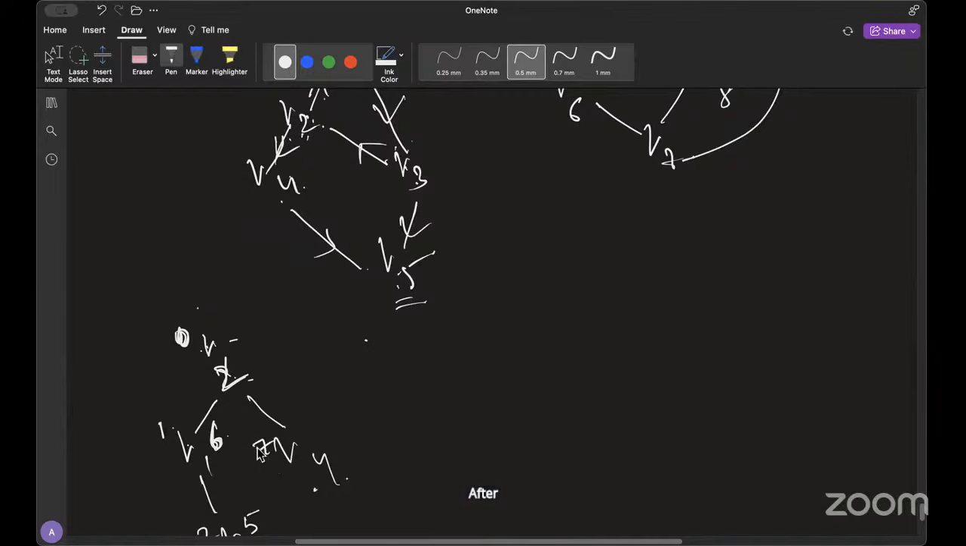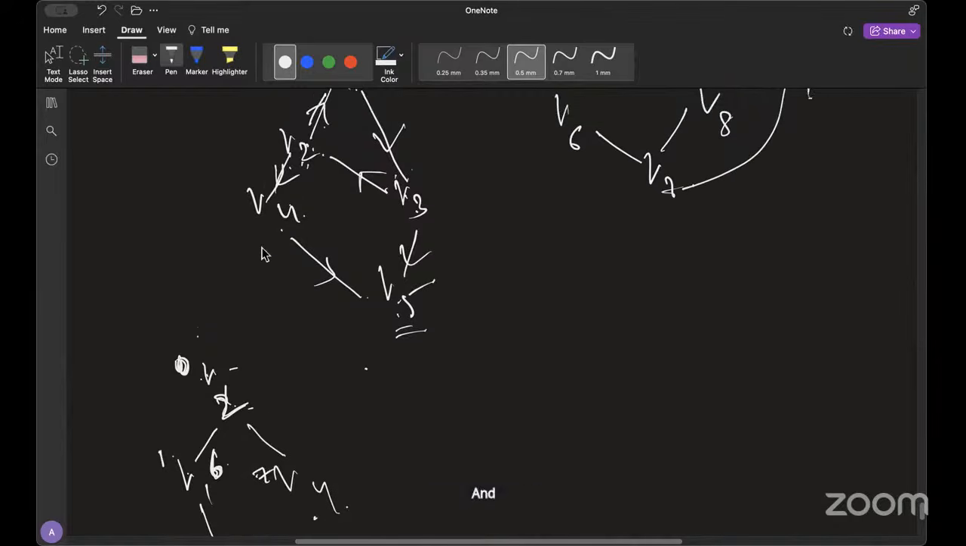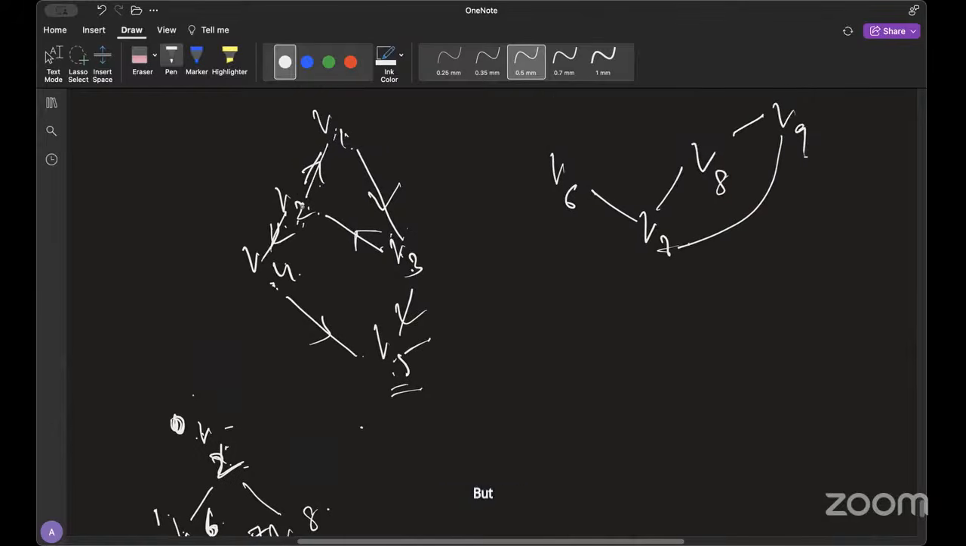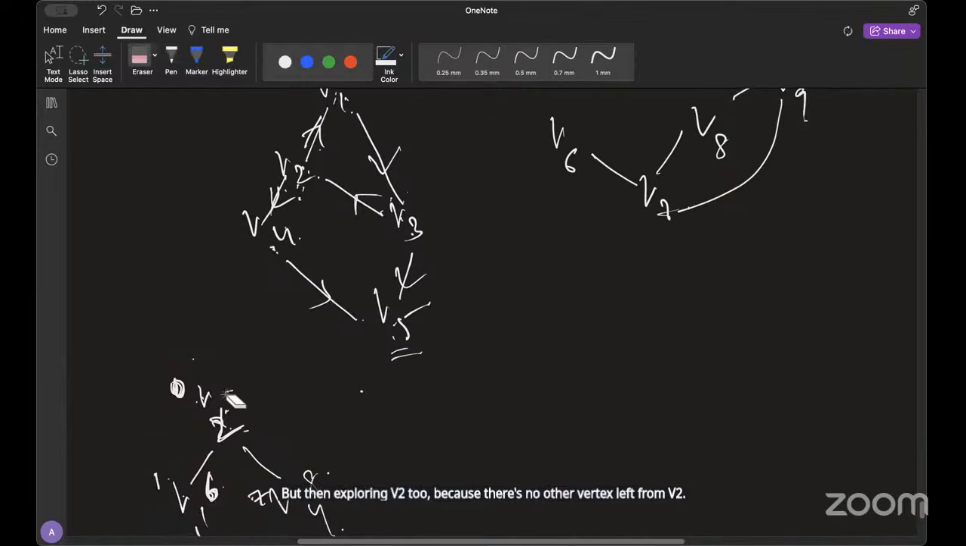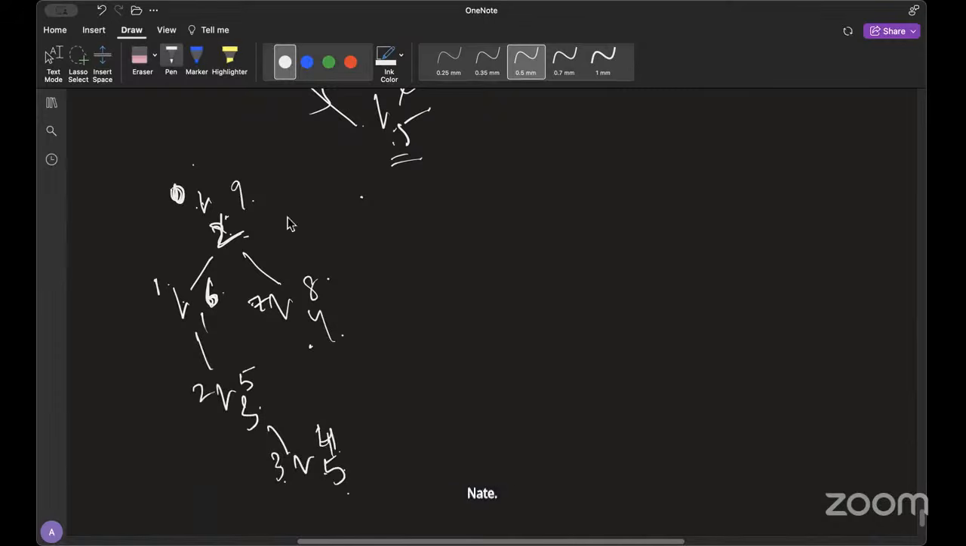After 6, 7 is the pre-number. And because there's no other vertex left to visit from V4, we're done exploring V4. Put a post number here, 8, and go back to V2. We're done exploring V2 too, because there's no other vertex left from V2. Put a post number here, 9. So this component is done.